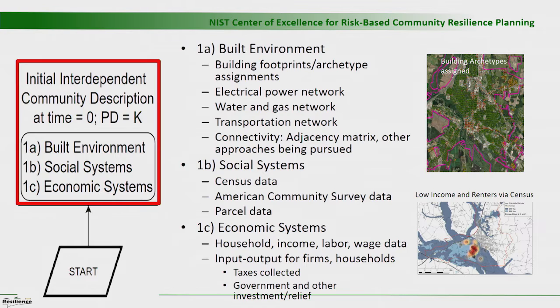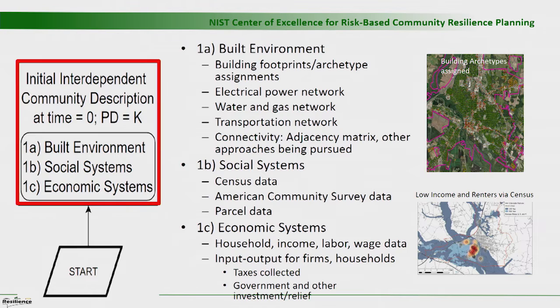We start by describing the built environment. This involves things like building footprints, assigning archetypes, the electrical power network, all the topology for these different networks, including water and gas, transportation, and then the connectivity, or what we call dependencies and interdependencies. That's through an adjacency matrix right now, and other approaches are currently underway in year 5 of the center and on.